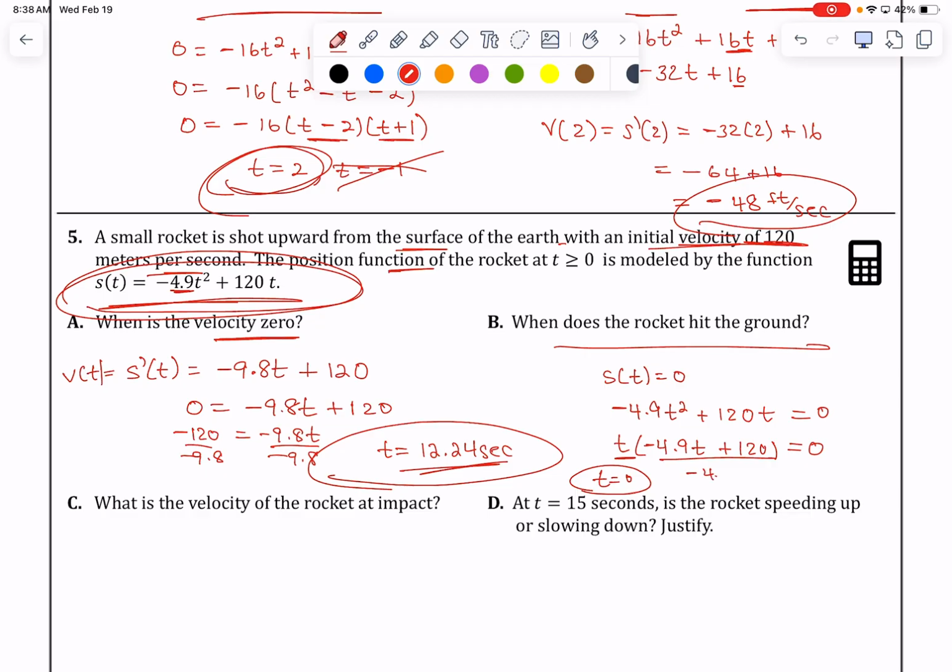Okay, so then you get negative 4.9 t equals negative 120. What's negative 120 divided by negative 4.9? You'll have a calculator for this. What's negative 120 divided by negative 4.9?